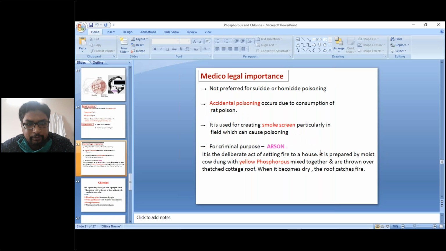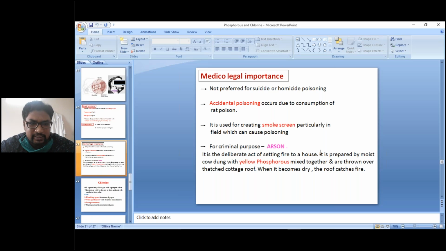So what is the medical legal importance? Medical legal importance of phosphorus poisoning: it is not a preferred suicidal or homicidal poisoning. Definitely it is not a homicidal poisoning. Suicidal poisoning can occur because phosphorus is used in rat poison. It is also used in insecticide, so people can take it. Accidental poisoning occurs due to consumption of rat poison. Mostly this is not accidental, mostly it can be suicidal also.